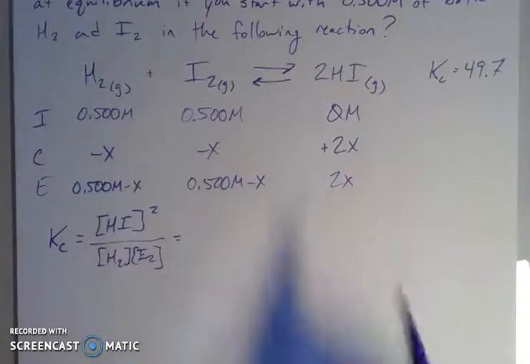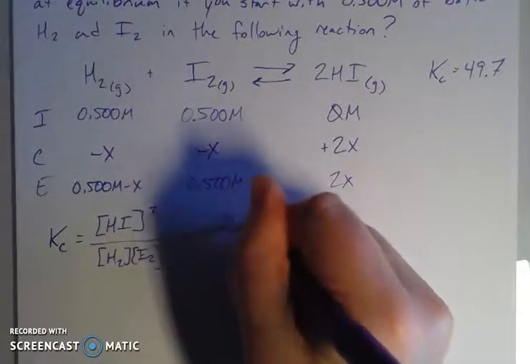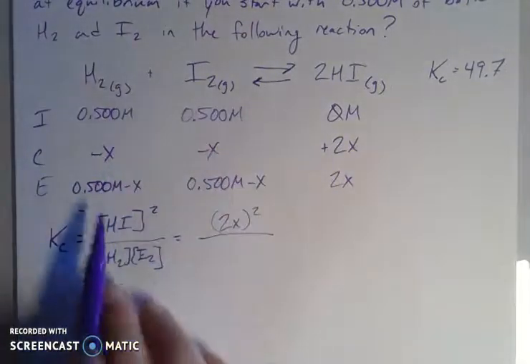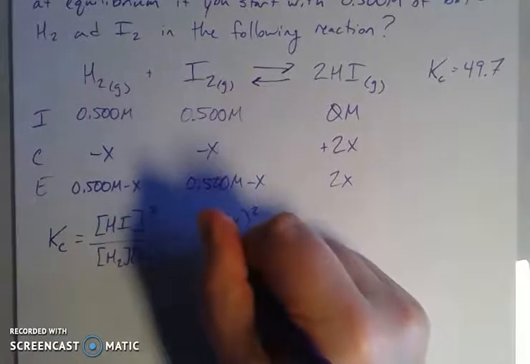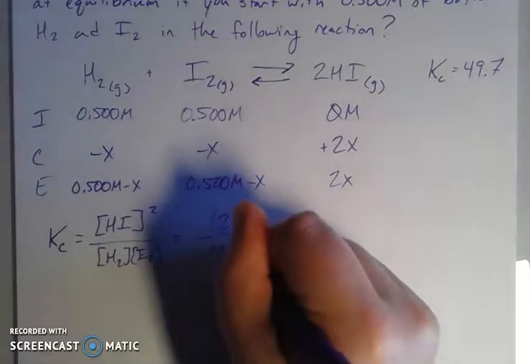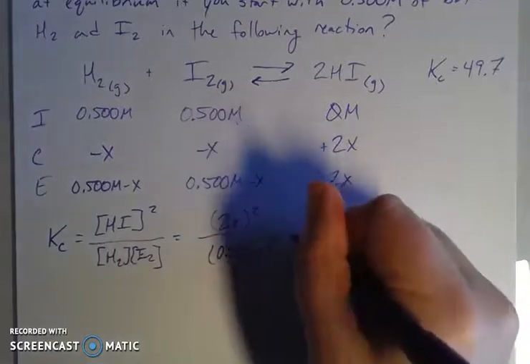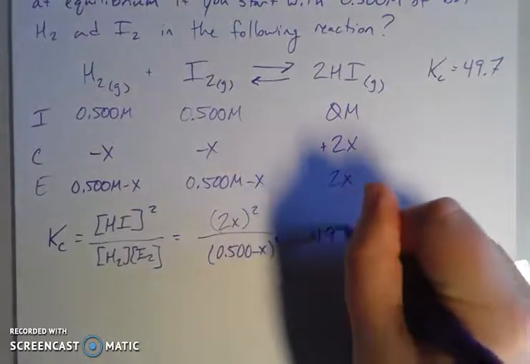And now if we plug in our equilibrium concentrations, we have a 2x squared over this quantity. So I'm going to do this times this. I'm just going to put it in brackets here. So let's just do 0.5 minus x, and let's do that whole quantity squared to save myself some room. And that is going to be equal to 49.7.